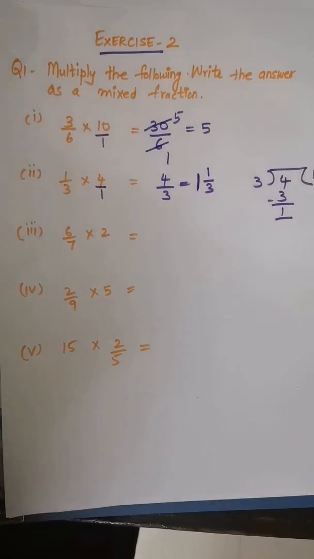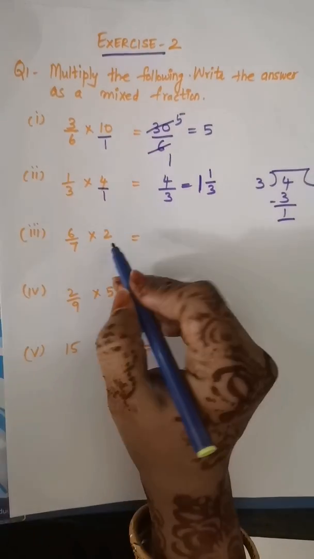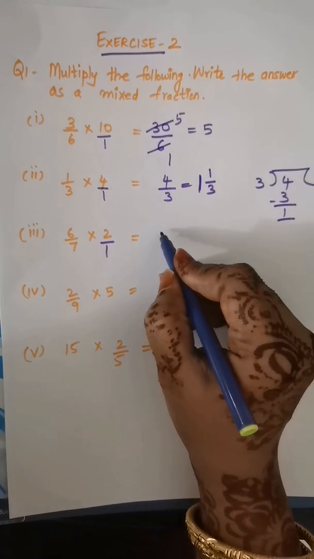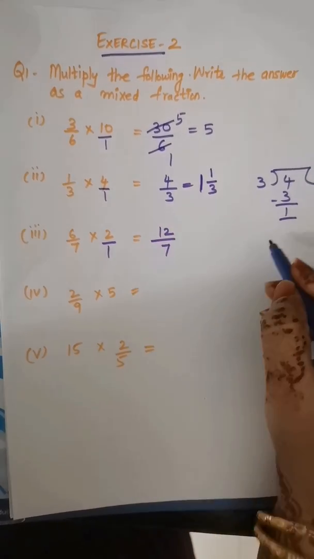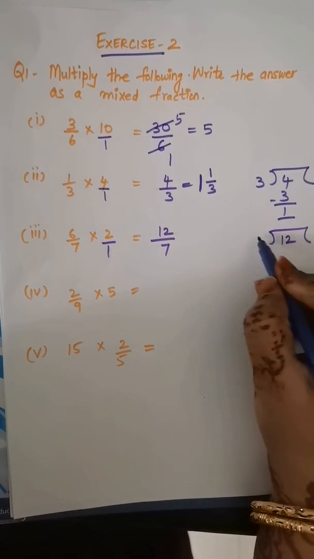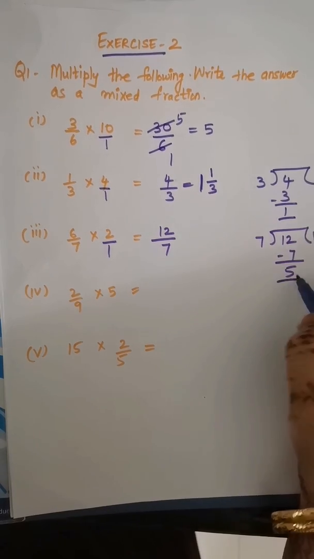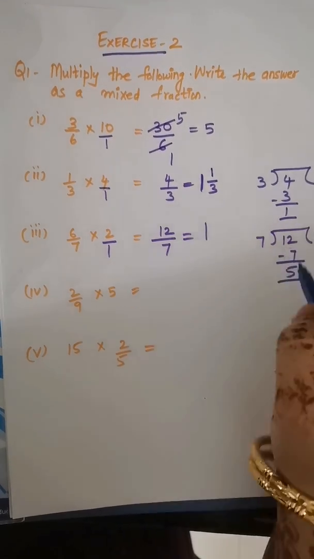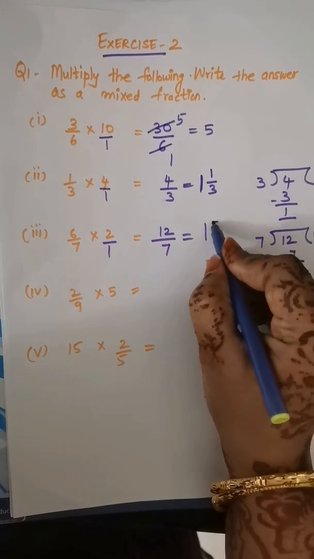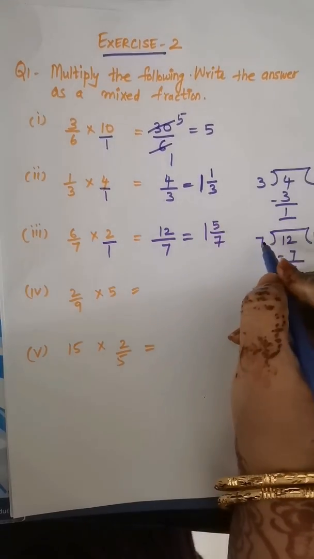Next 6 by 7 into 2. 2 means 2 by 1. 6 2s are 12, 7 1s are 7. Come on. 12 inside, 7 outside. 7 1s are 7, 5 remains. So first you will write 1, then here 5, then here 7.